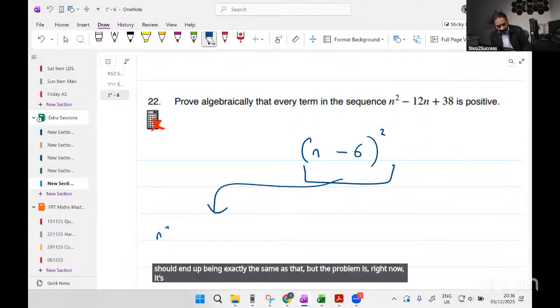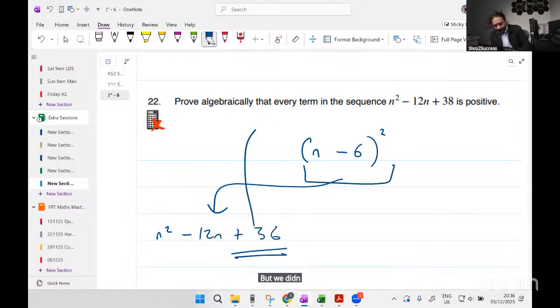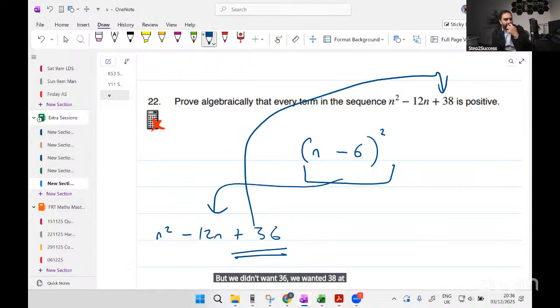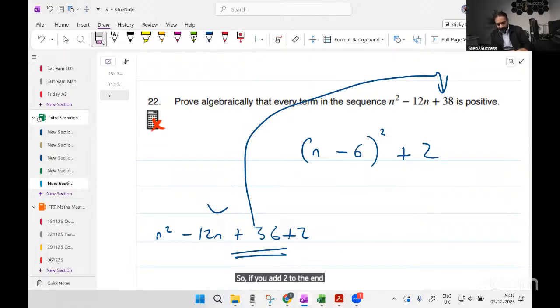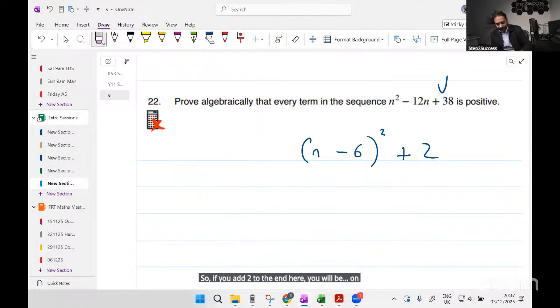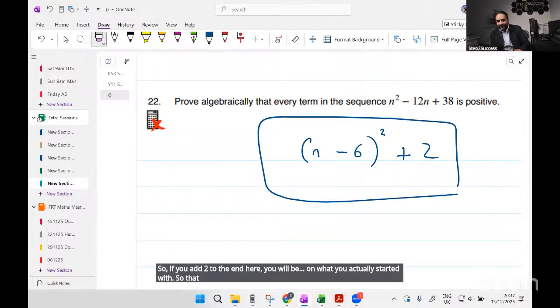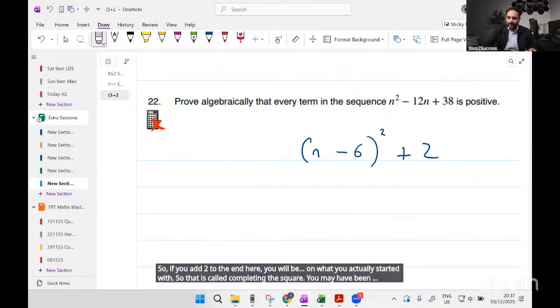Then what you do is you figure out, well, the whole idea of this is that this should end up being exactly the same as that, but the problem is right now it's not. If you expand this out, it is n squared minus 12n plus 36. But we didn't want 36, we wanted 38 at the end. How do you get from 36 to 38? What do you need to do? You have to add 2 to it. So if you add 2 to the end here, you will be on what you actually started with. So that is called completing the square. You may have been explained in a very slightly different way to that.